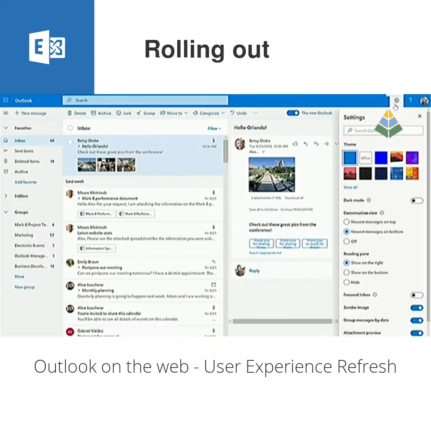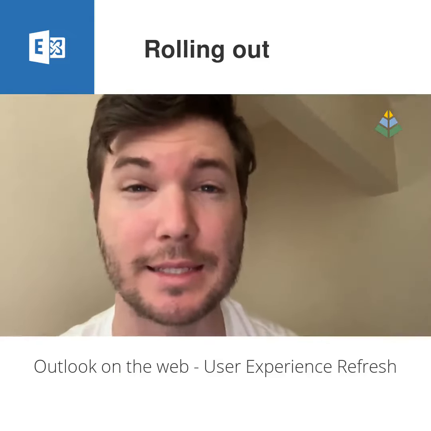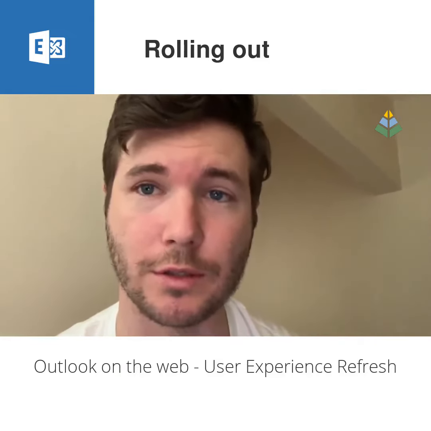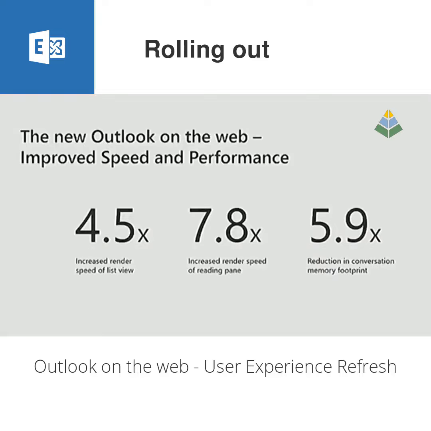So first of all, the new interface has been completely rewritten on a modern platform. It's faster, it's simpler, and it's got a bunch of cool new features. In terms of speed, the list view renders 4.5 times quicker, the reading pane is almost 8 times faster, and the new interface uses almost 6 times less memory than before.